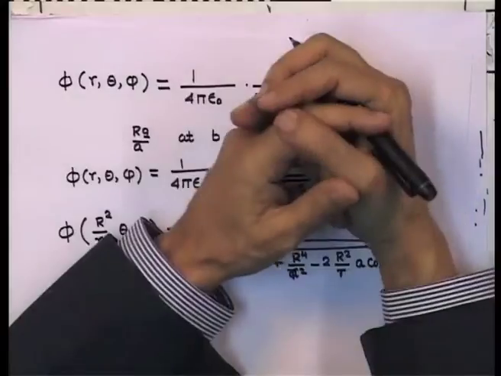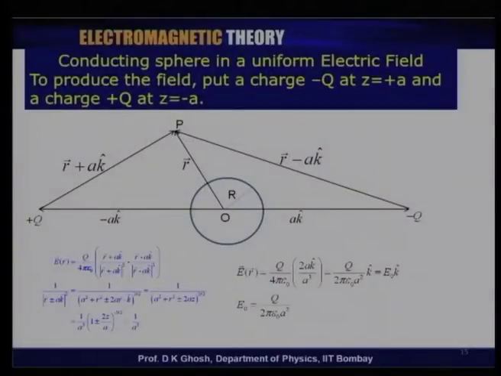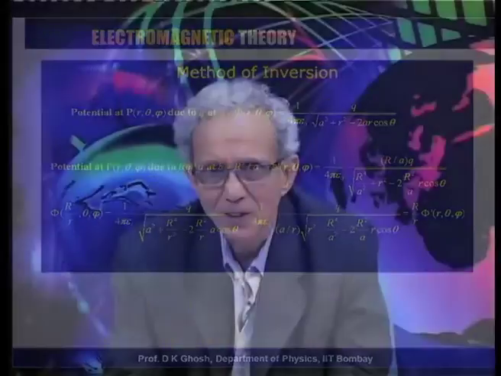So, this observation that we had is what is known as the method of inversion, that is relating the potential at a point due to a particular charge distribution to the inverse problem, where the charge is kept somewhere else, to the potential at some other point. So, that is the observation of an inverse, it is called the inversion problem.